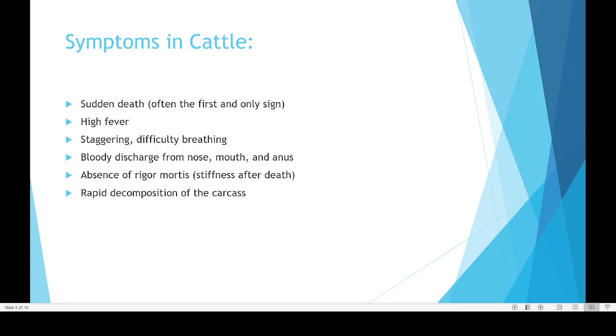But in case of anthrax, there may not be any such thing. It may be because of some interference with the calcium metabolism. Then rapid decomposition of the carcass. Carcass means dead body. In the case of anthrax, there is very fast decay. Instead of the normal time for the normal process of decay, there will be faster decomposition.